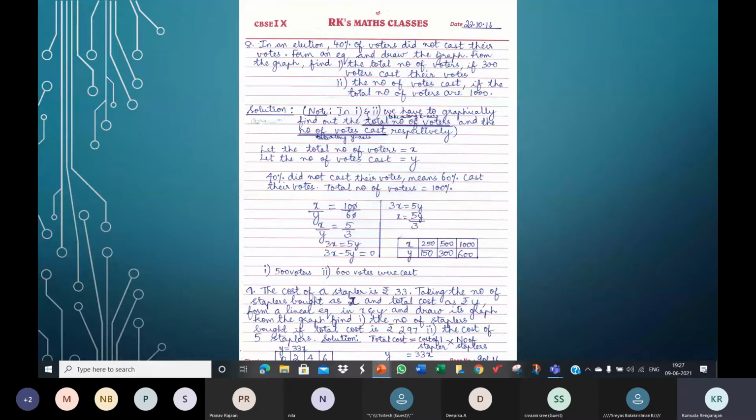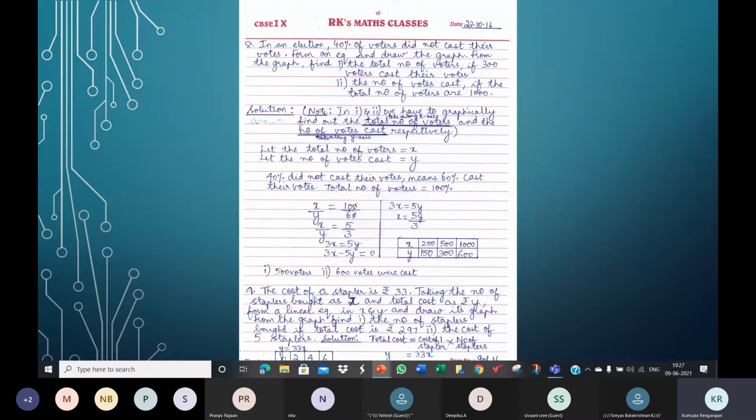Voters who cast their votes. Everybody who votes is not a voter. A voter is a person who is eligible to vote. So 100% voters. Voters who cast their votes, 60%. Voters who did not cast their votes, 40%.